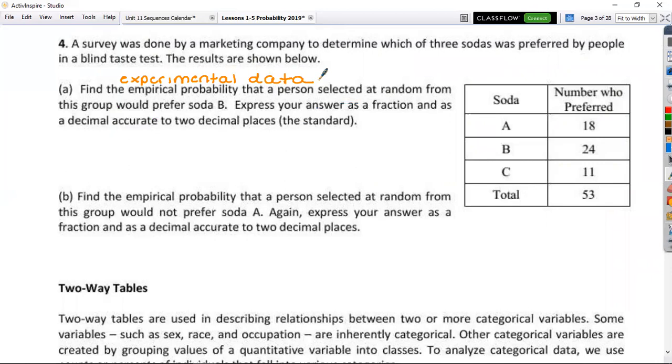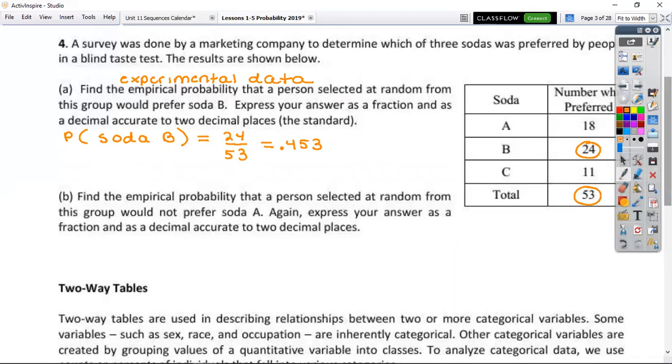Again, we want to emphasize notation. So I'm going to say the probability that they prefer soda B. You're just basically using the parentheses to disclose what you're finding the probability of. So just some sort of little explanation there. Soda B is how many? 24 out of how many total? 53. And can we grab a decimal for this? 0.453. Thank you. And that was out of 53. Perfect.